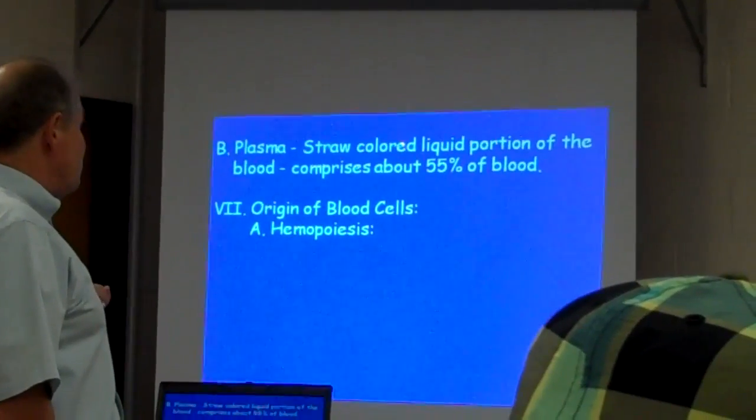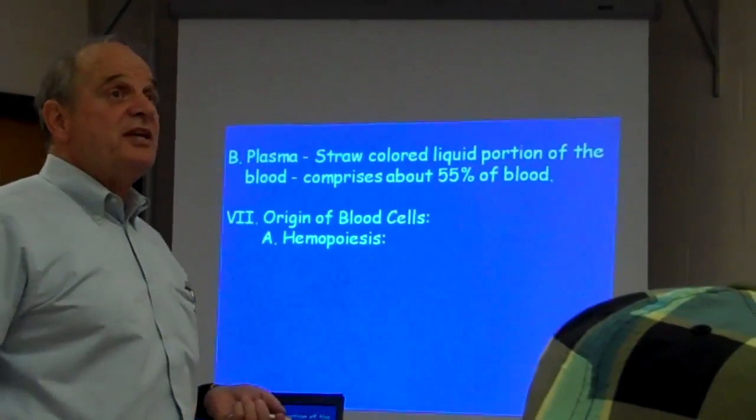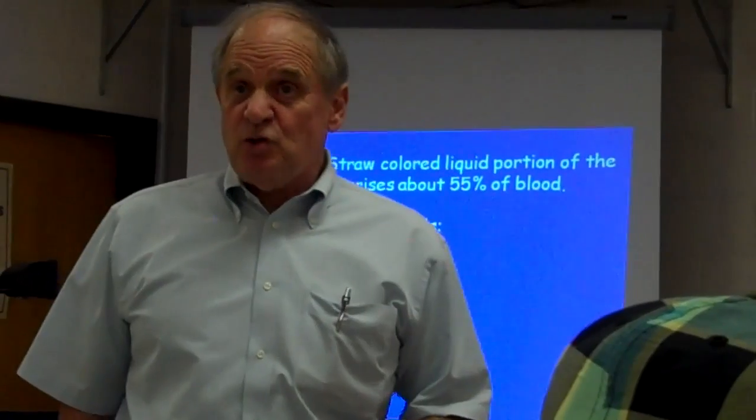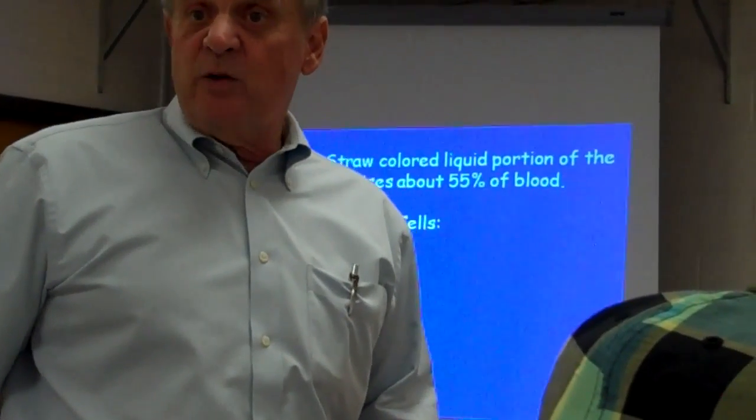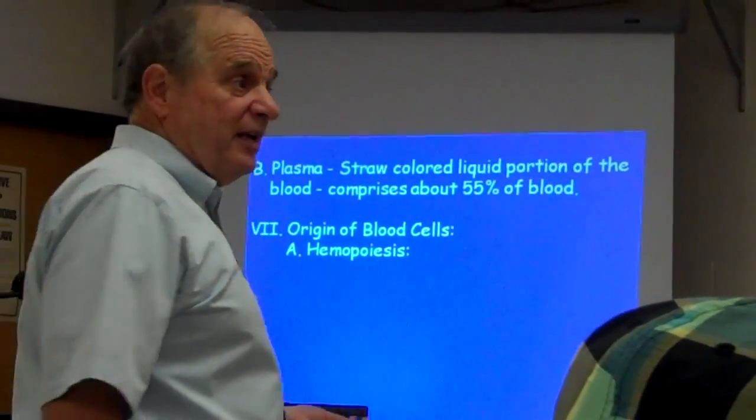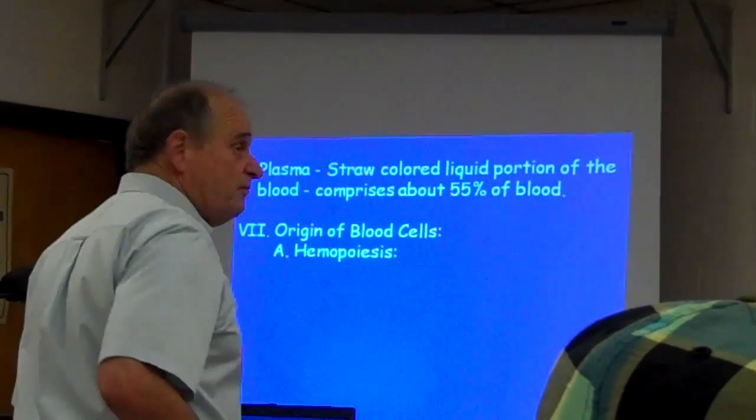As far as the plasma, in 2401 we said that blood is a connective tissue with a liquid matrix. And the liquid matrix is the plasma. That is the liquid matrix of the blood.